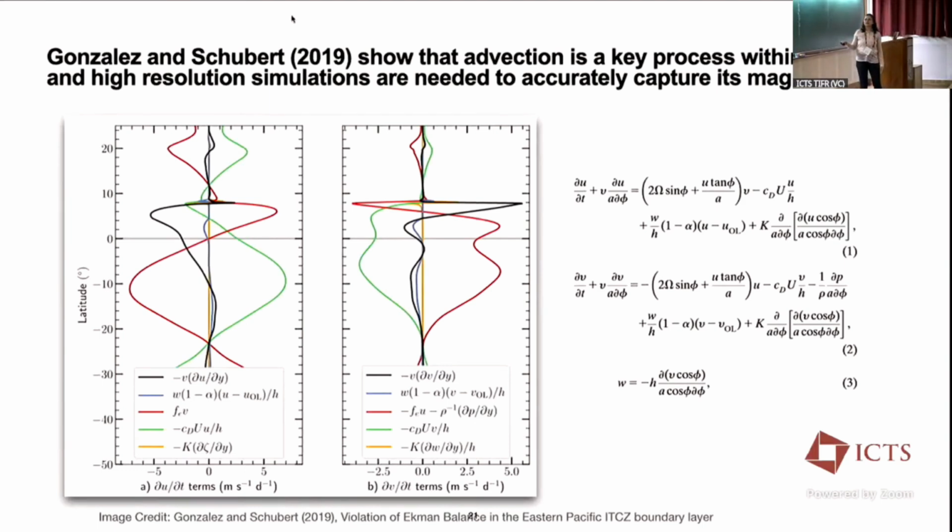And they say that if you want to capture this, they ran this model on a bunch of different resolutions, from coarse to fine. And you see that the magnitude of this term increases as you go to finer and finer resolution simulations. And they suggest that probably the reason why we are missing out is we don't have enough resolution to capture the nonlinear terms.